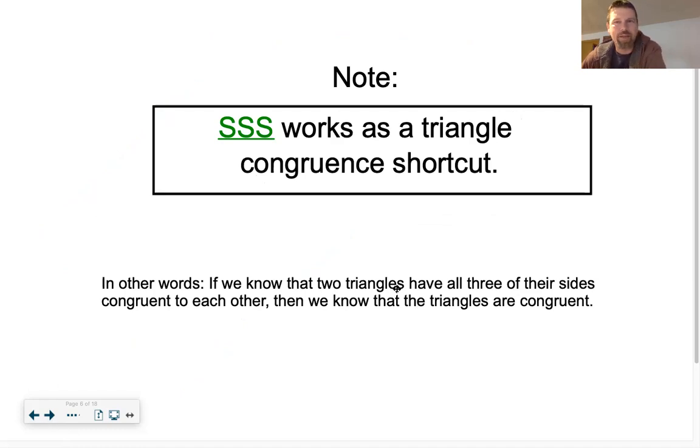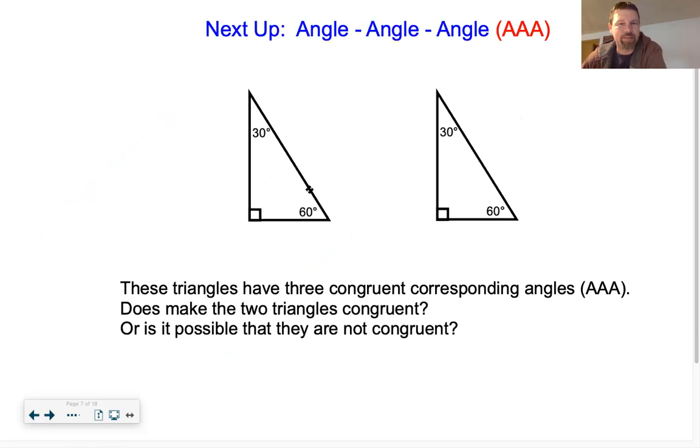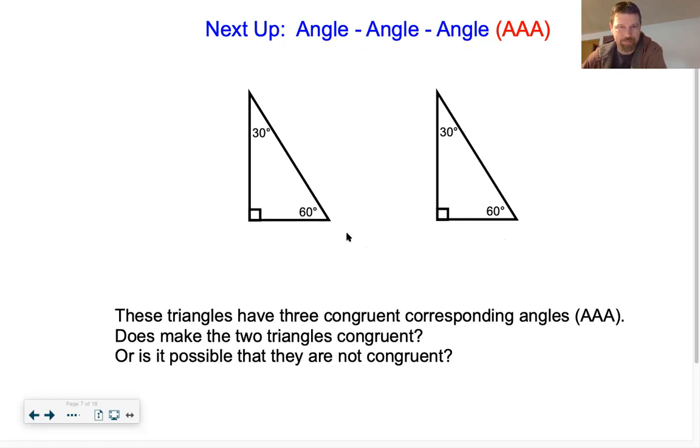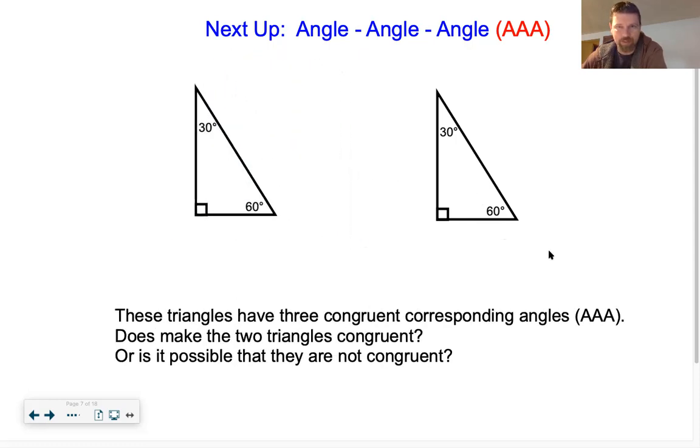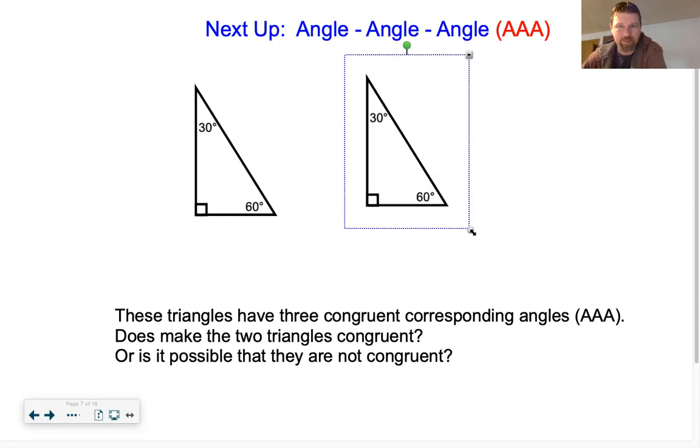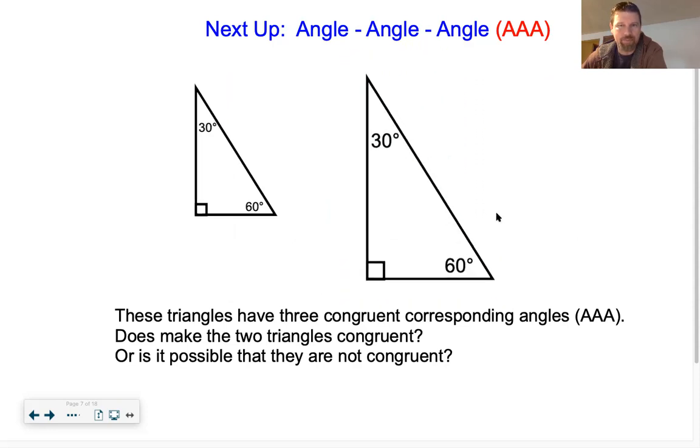All right. Next up is angle, angle, angle. That means I've got two triangles that have the same angles. So I've got an example here, a 90, a 30, and a 60, a 90, and a 30, and a 60. Those look to be congruent. The question is, would it be possible to have two triangles with those angles and have them not be congruent? Well, I could take one of the triangles and stretch it out. That's still a 30-degree angle, still a 60-degree angle, still a 90-degree angle, but these are clearly different sized triangles, which means the triangles are not congruent to each other.